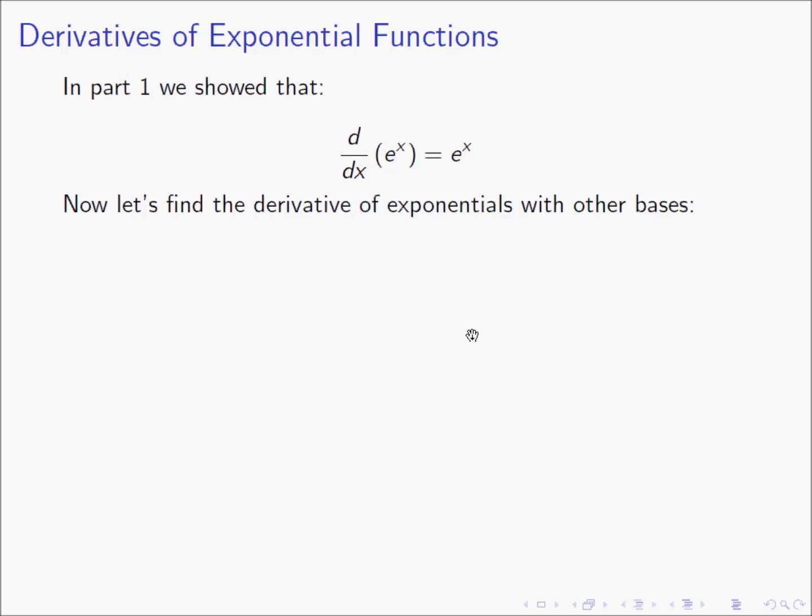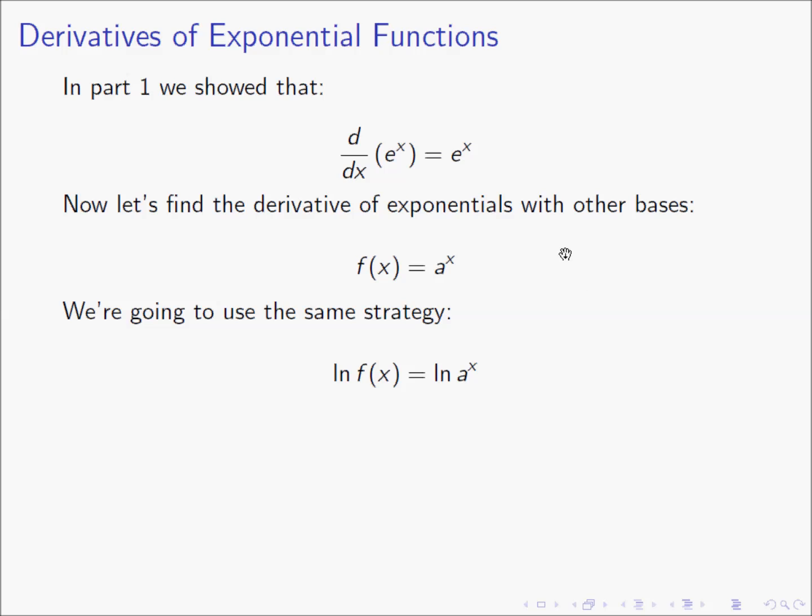So in part 1 we showed that the derivative of e to the x is e to the x. Now we're going to consider other exponential functions. We're going to consider the exponential function f of x equals a to the x. This is an exponential function with base a. And we want to find its derivative.